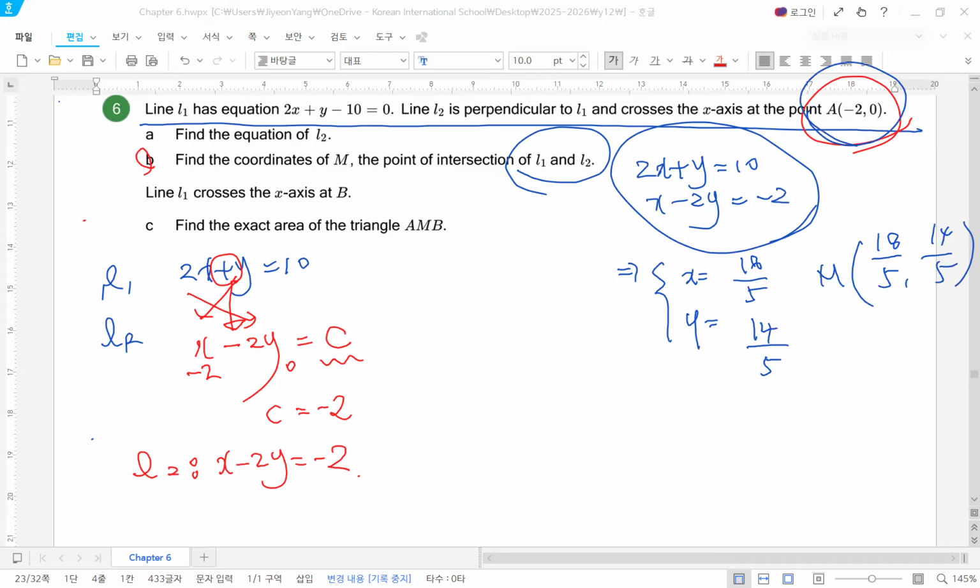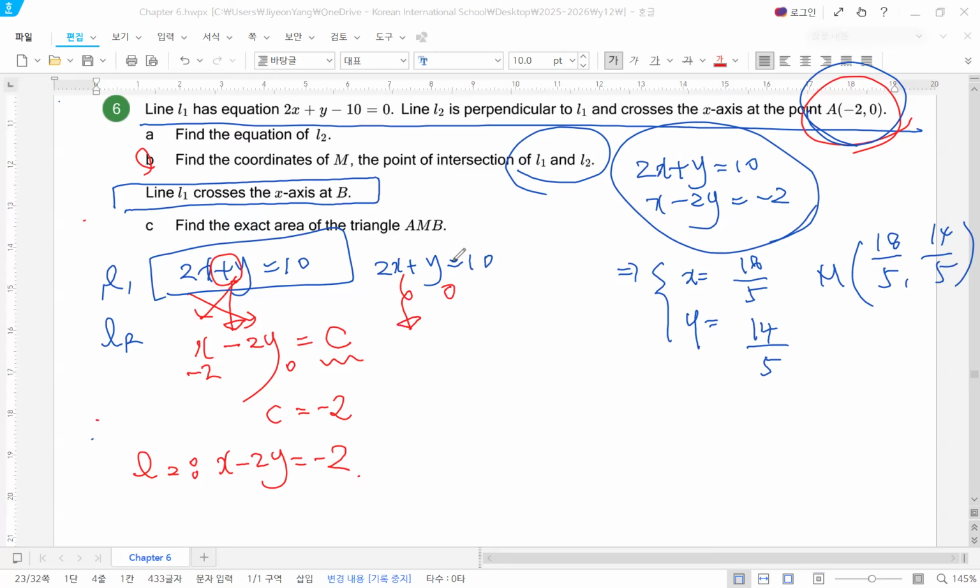And A here. And line L1 crosses the x-axis at B. This one, guys, 2x plus y equals 10. It crosses the x-axis. It means that the value of x or the value of y, which one? Value of y equals 0. So substitute 0 for y, then you can find the value of x: 2x equals 10. What's the value of x? 5. So point B, its coordinate is (5, 0). And we have coordinate A, (-2, 0).